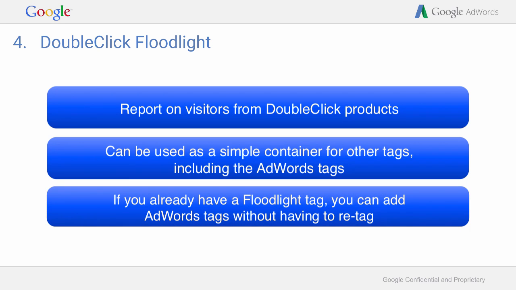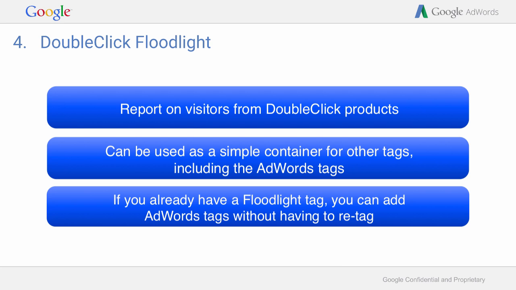This means that if you already have a Floodlight tag on your website, you can add additional tags to it from the DoubleClick user interface without having to re-tag. For example, if you have a Floodlight tag on your conversion page already, you could add your AdWords conversion tracking tag to it easily from within the DoubleClick user interface. You will generally only use Floodlight tags if you already have a DoubleClick account and you're already running marketing activity in DoubleClick.